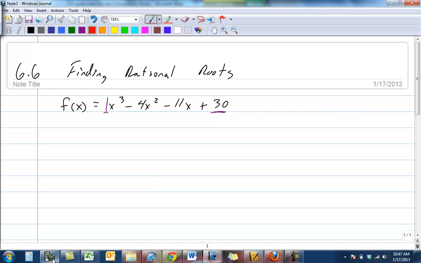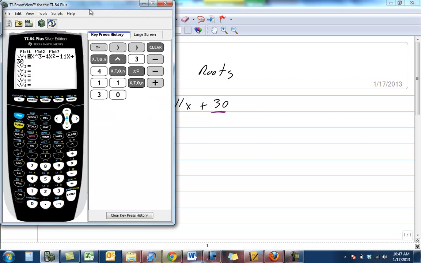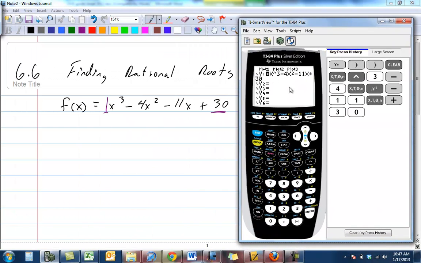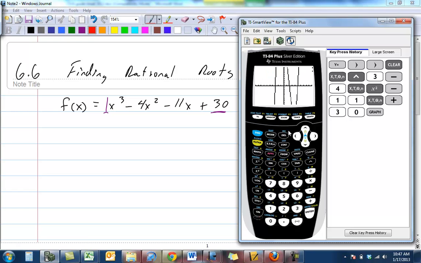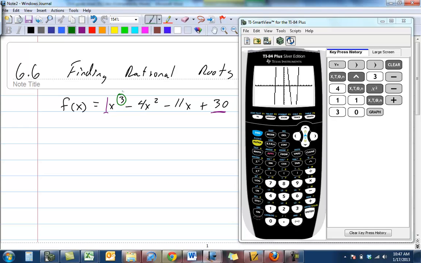So bust out your calculator and put x to the third minus 4x squared minus 11x plus 30. I'll wait for you. Great. And then let's go ahead and graph this. Now, there's some wonky graph there. Hopefully you all know what a cubic looks like. But here's our graph, and we're looking at the zeros. The zeros are the x-intercepts.